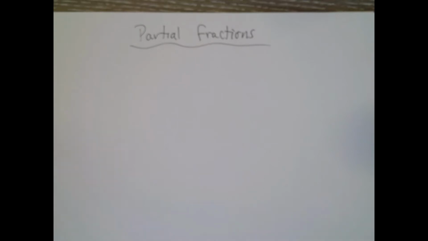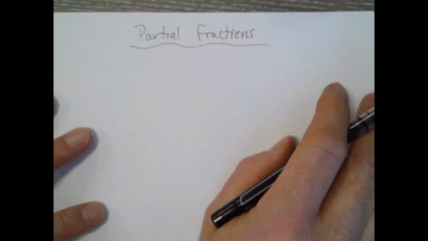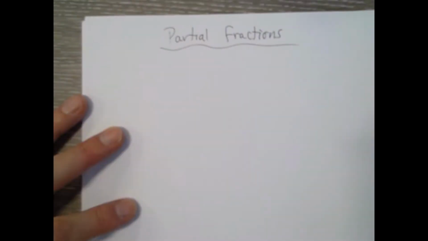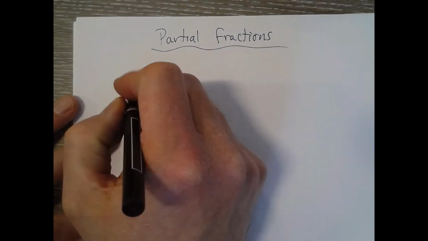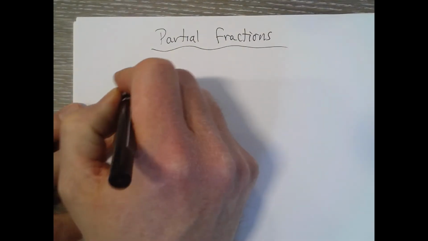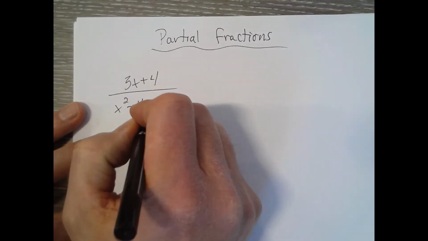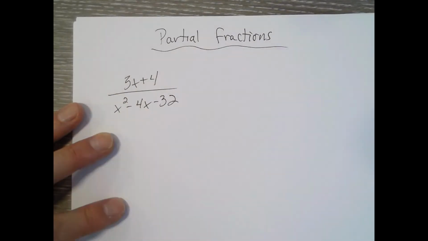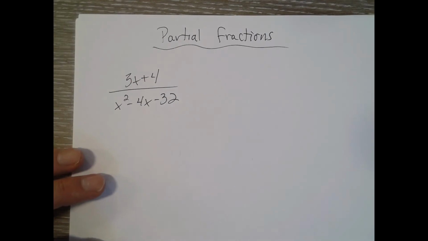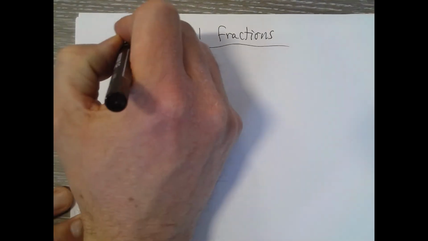All right, so continuing partial fractions, I'm going to just give you an example to try, and then I'll expand on what we did a little bit in part one and add a little bit more to it. So let's say I've got (3x + 4) over (x squared minus 4x minus 32). See if you can rewrite that using partial fraction decomposition. This is 9.4 stuff.